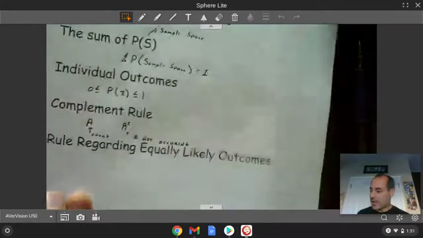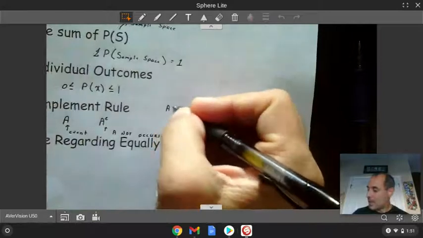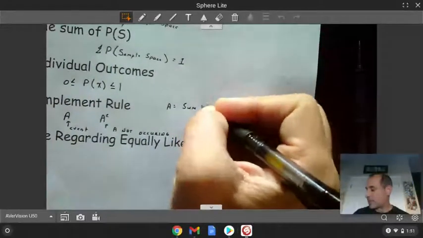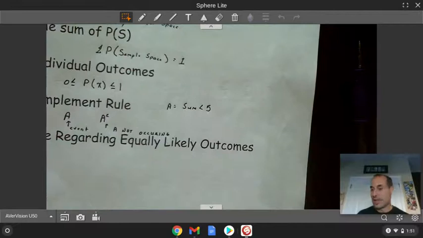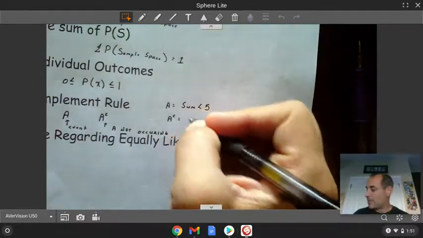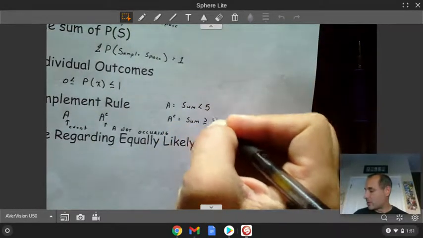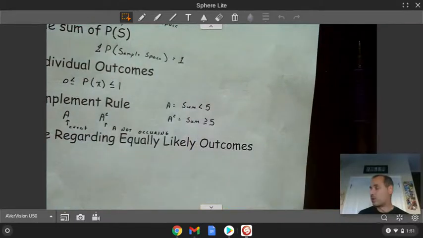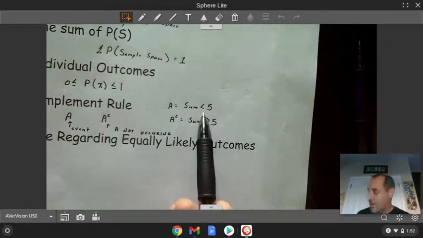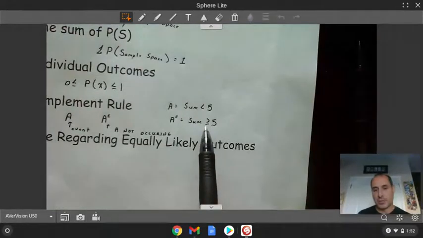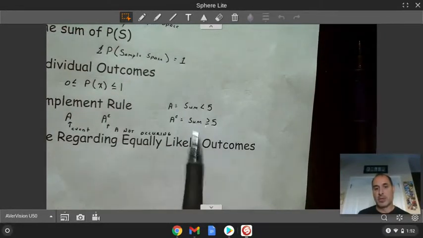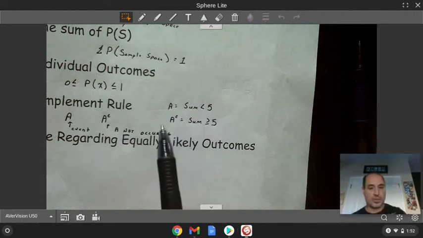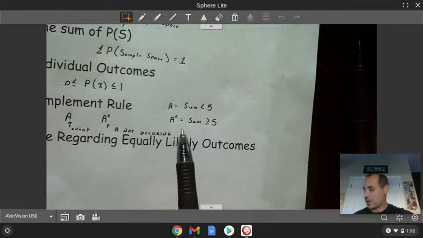Let's let A equal the event that the sum is less than 5. Then A complement would be the event that the sum is greater than or equal to 5. So think about that last one for a moment. A complement is the event that the sum is greater than or equal to 5. So, less than 5, not less than 5 is greater than or equal to 5. So be careful with those with regards to complements. Make sense?